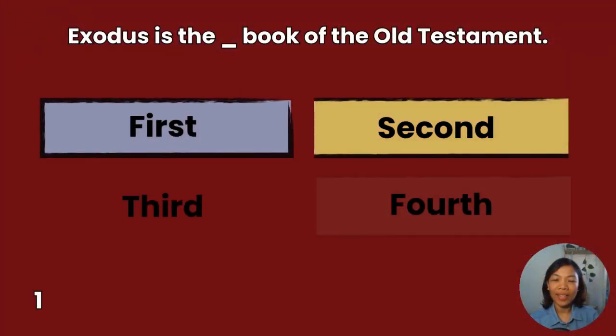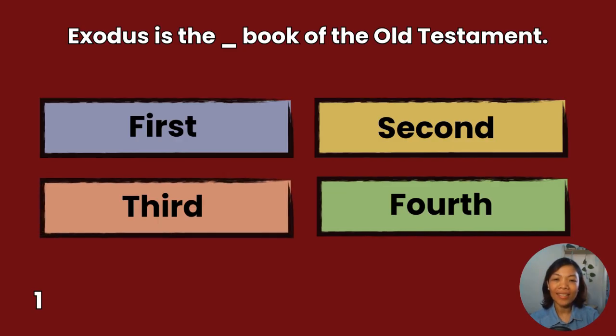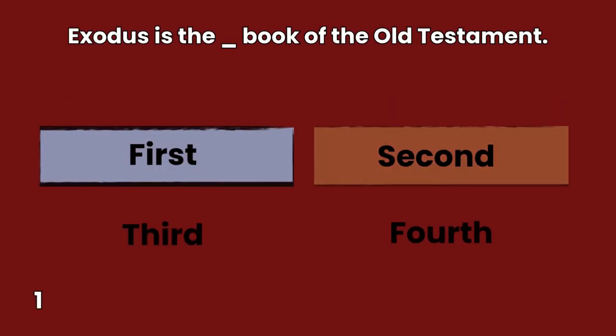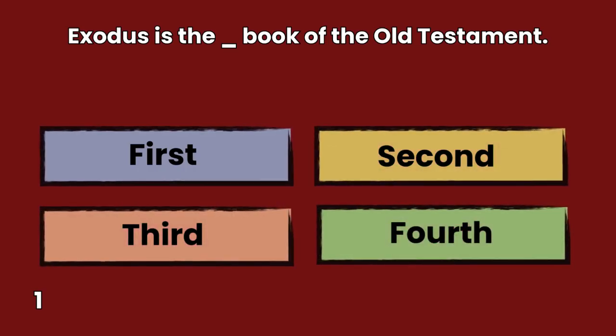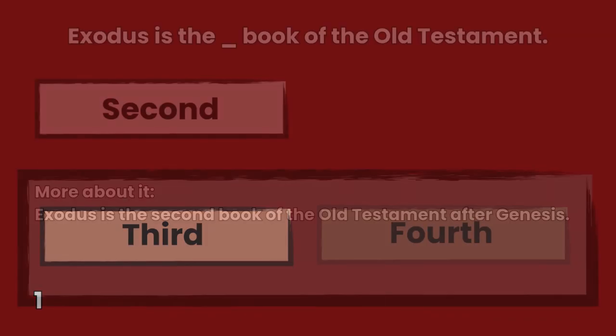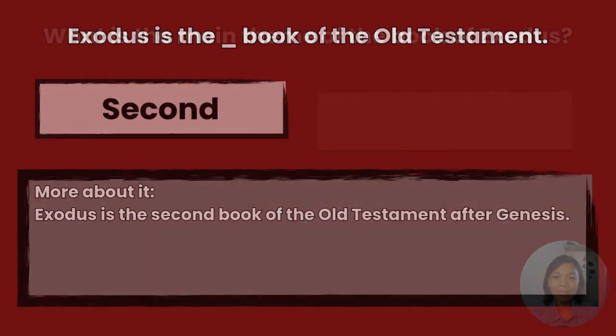1. Exodus is the blank book of the Old Testament. First, third, second, fourth. You have 10 seconds to answer. The answer is second. Exodus is the second book of the Old Testament after Genesis.